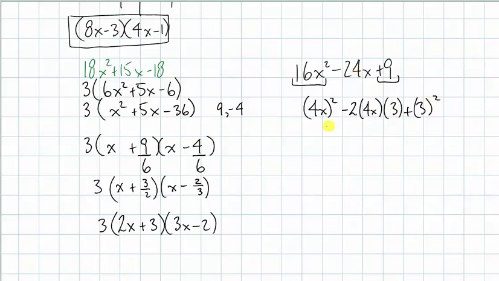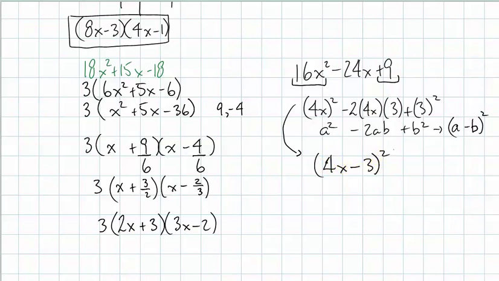Yes, it is. This follows the pattern of a squared minus 2ab plus b squared, which leads to the factoring of a minus b all squared. So I'm going to write 4x minus 3 squared. And that's it. It's done. I hope those were helpful for you.